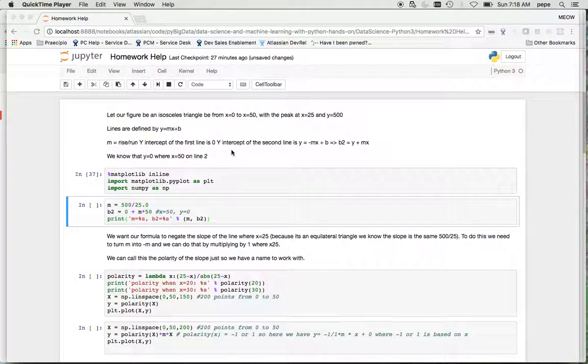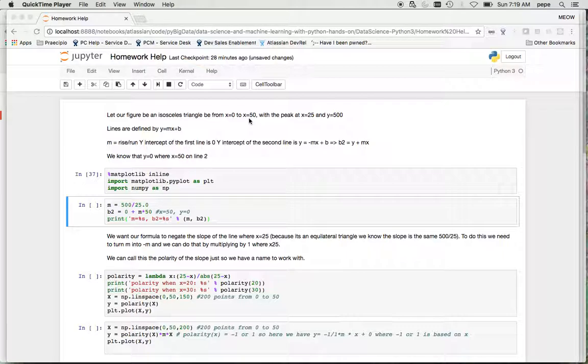So our problem statement is that we want to create a function that draws an isosceles triangle centered around x equals 25 and has a height of 500. We're going to have our x range therefore be from x equals 0 to x equals 50. Again, the center at 25.